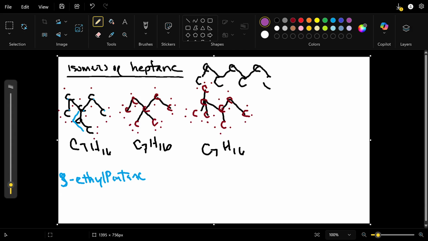Then the next one, let's do yellow. So 1, 2, 3, 4, 5. Pentane. 1, 2, 3. Back. 3, 3. Dimethyl. Hope you can read that, but that's 3,3-dimethylpentane.